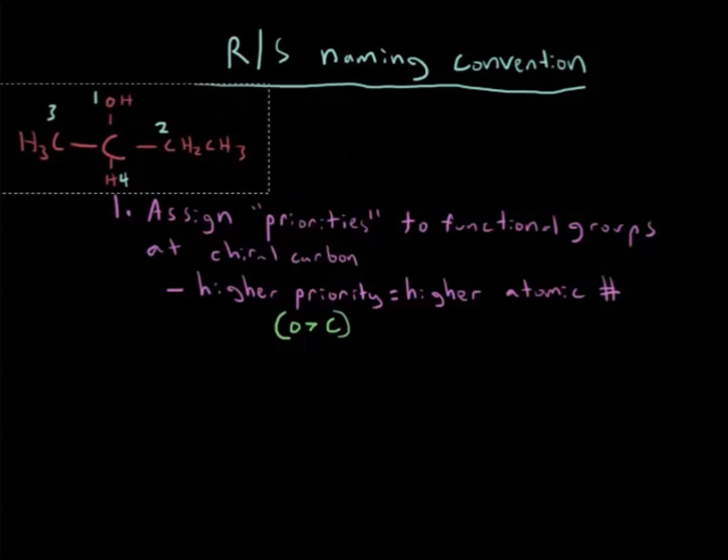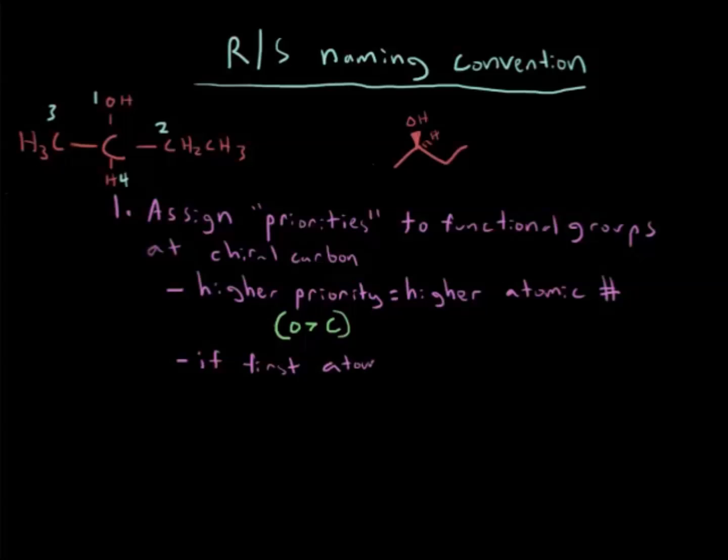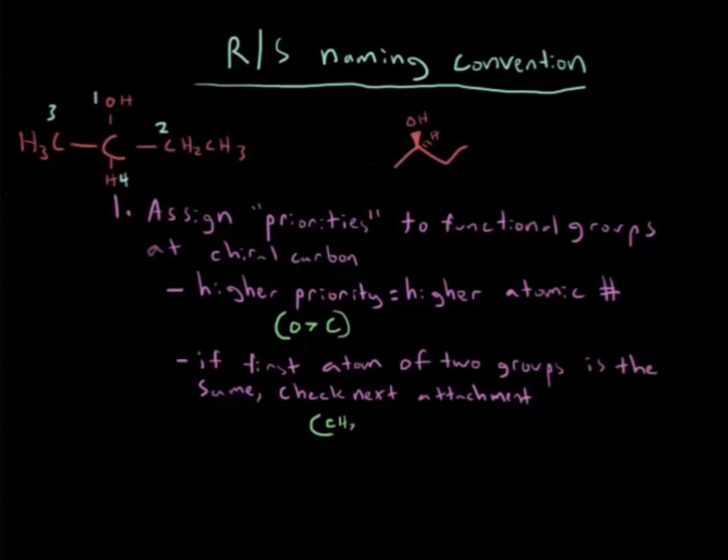So how did we come to decide what 2 and 3 were? Now, let's draw this back up here. We decided 2 and 3 because if the first atom of 2 groups is the same atom, so we have 2 carbons, you look at the next attachment. So in our ethyl group, we have carbon, 2 hydrogens, but another carbon, whereas in our methyl group, it's just 3 hydrogens. So ethyl is higher priority than methyl.